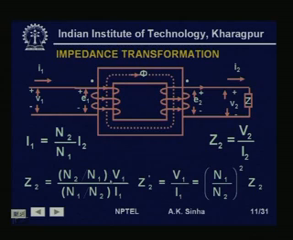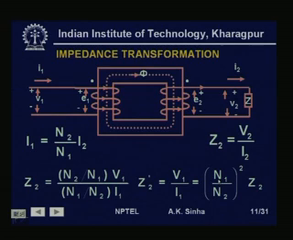If we see this V1 by I1 on this side, then this goes in the numerator and this term goes in the denominator. If we do that, then we find that this is equal to N1 by N2 square into Z2. That is, if Z2 is the impedance connected on the secondary side, then this impedance is seen by the primary side as equal to N1 by N2 square into Z2. That is, it is equal to A square Z2, where A is the turns ratio.